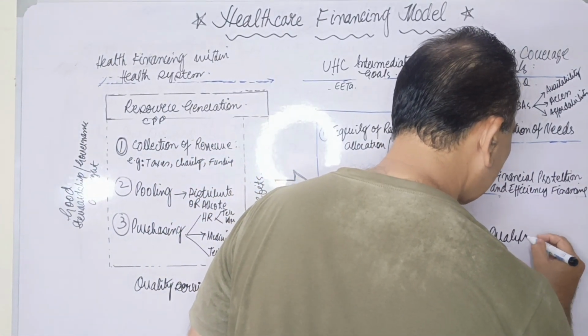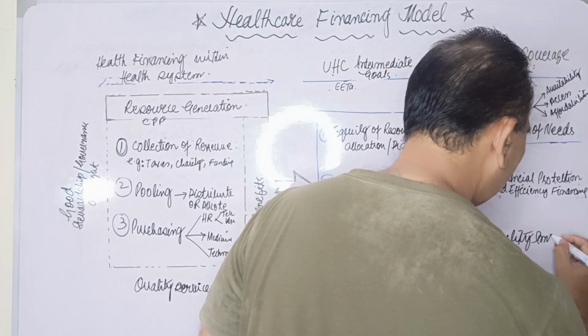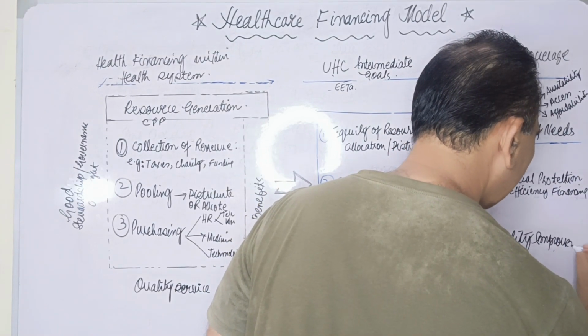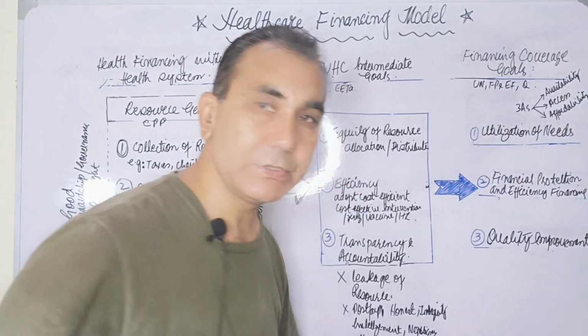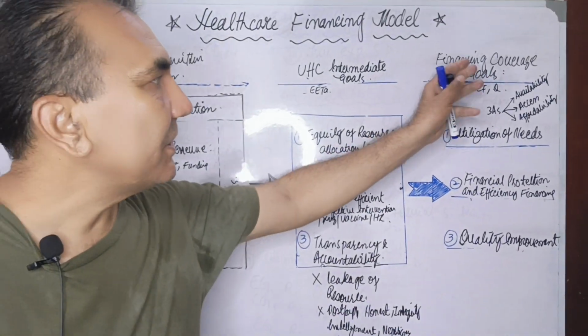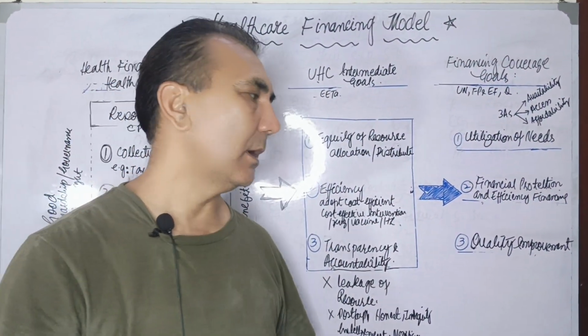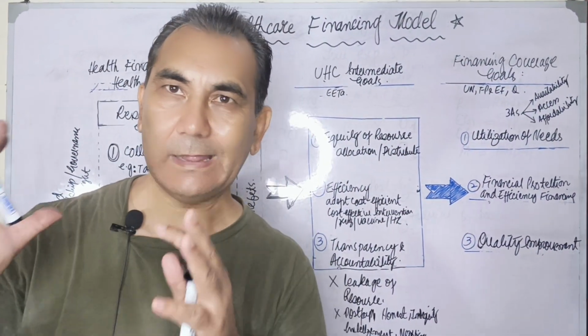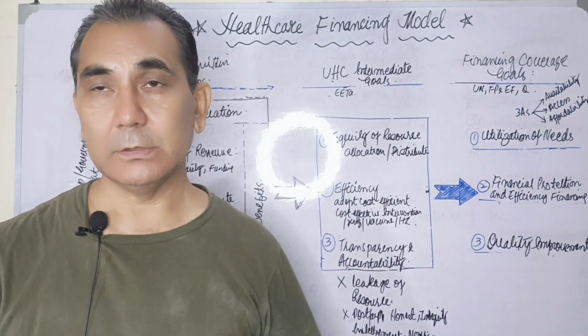quality improvement. Quality improvement is the last financial coverage goal under the right arm of the healthcare finance model.